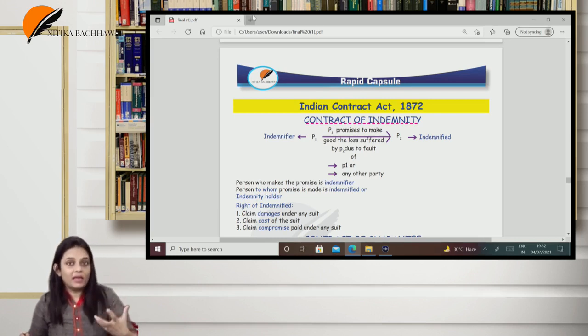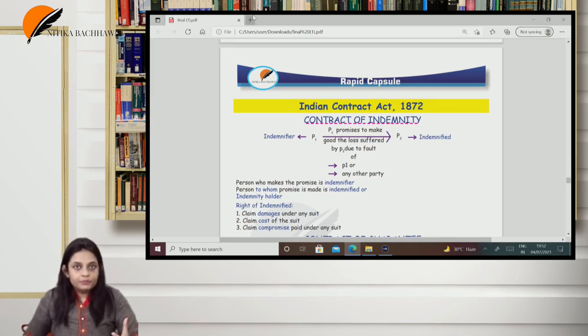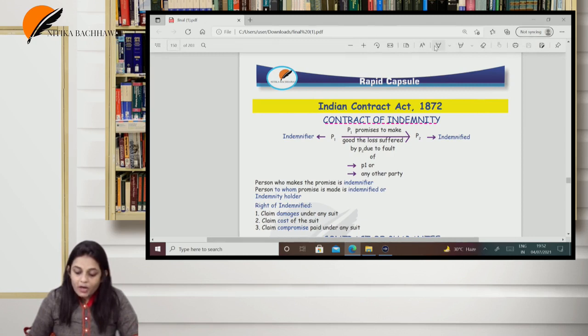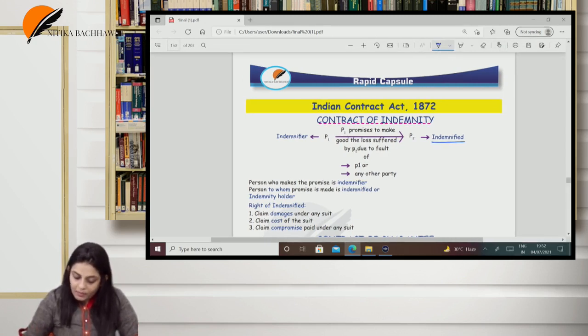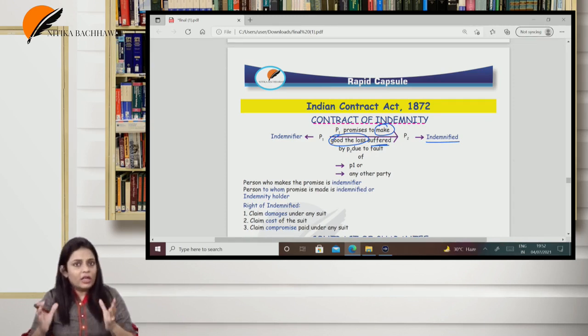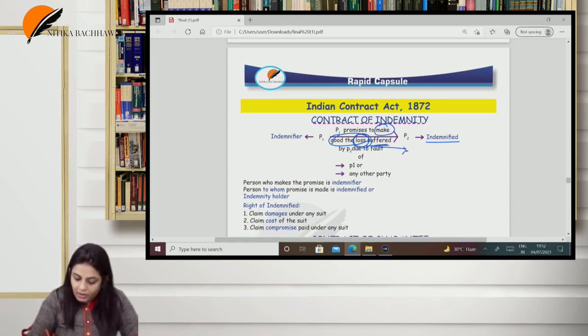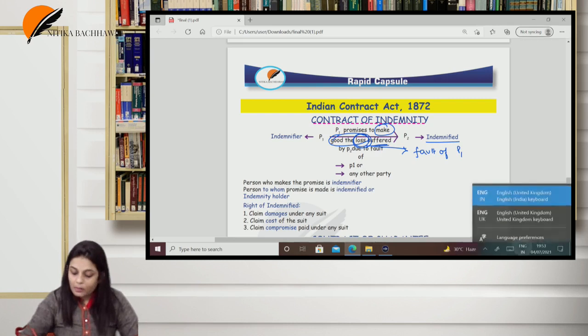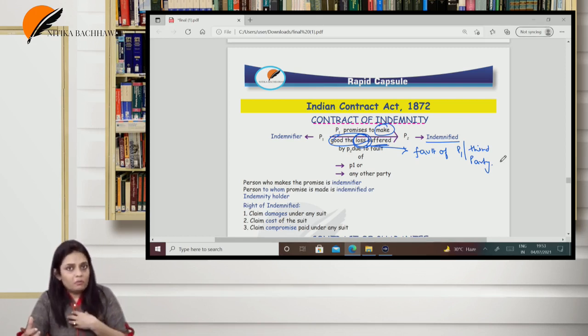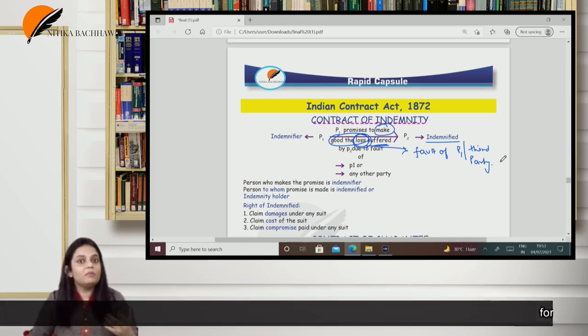So the person who is making the promise, that is the indemnifier, is making a promise to the other party, that is the indemnified. And what promise is he making? That I will make good the loss that you may suffer, right? Now when I say loss, which loss am I talking about? Due to the fault of party 1, that is the party who is making the promise, or due to the fault of any third party, right? So I will make good the loss that you may suffer due to me or any other third party.